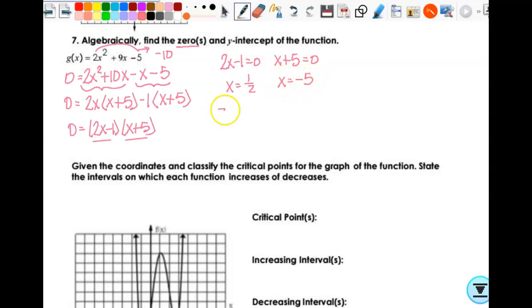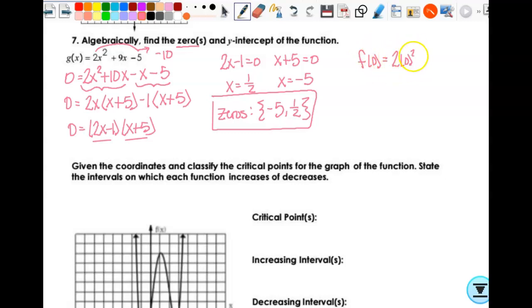So my zeros are -5 and 1/2. Notice those are not in ordered pairs. It is a set of numbers, so I put them in my little squiggly brackets. There are my zeros. My y-intercept comes from f of 0. And f of 0 is 2 times 0 squared plus 9 times 0 minus 5, which means f of 0 is just -5. So my y-intercept, which is going to be an ordered pair because it says intercept, is 0, -5.